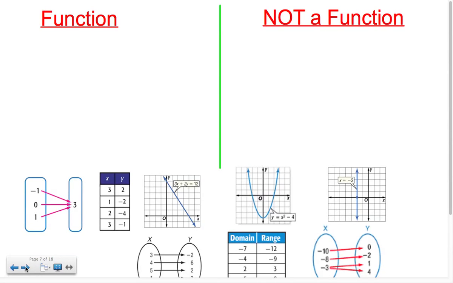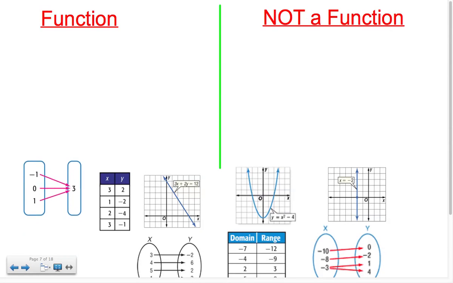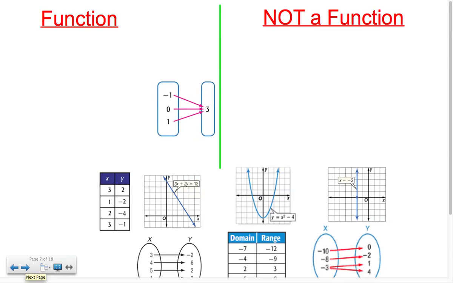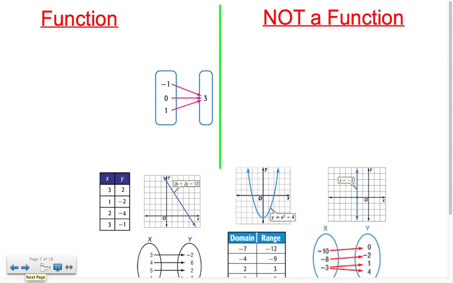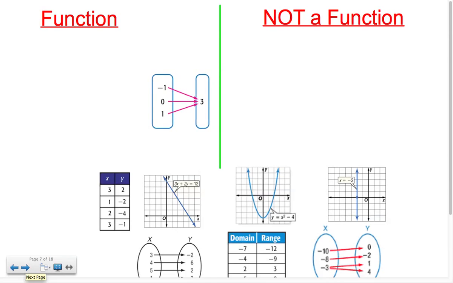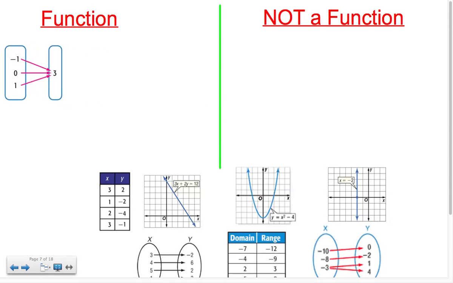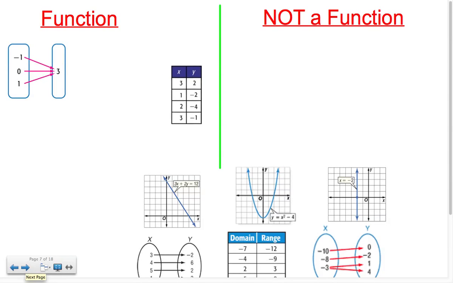All right, as one last practice, we are going to take all of our different relations and determine whether or not they're a function or not a function. So let's start here on the left. I've got -1, 0, and 1. You'll notice that all of my x values go to the same y value, but are any of my x values repeated? -1, 0, and 1? No, they're not. So therefore it is a function. It is okay that they are all tied to 3 as long as none of the values in the x column are repeated.